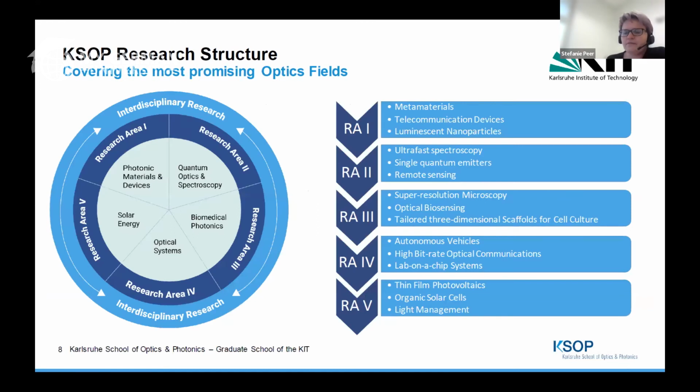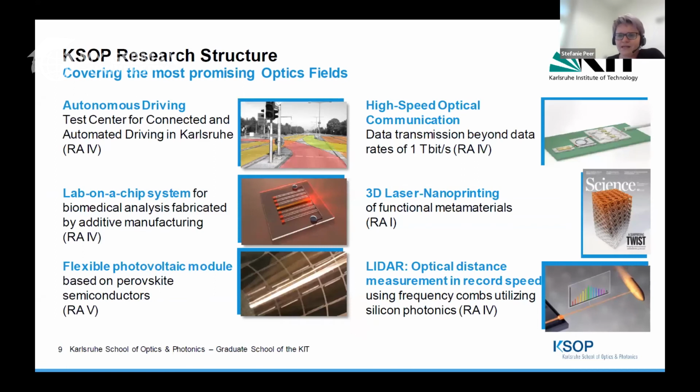The research in the doctorals, in the graduate school, as well as the master's program, is divided into 5 research areas, which are closely connected to each other, spanning from very basic research, for example, in photonic materials and devices, to very much applied research in optical systems and solar energy. Interdisciplinarity is one of the key factors in the school, on both the level of the master's as well as the PhD program. Here you can see some examples of what is being done in different research areas.